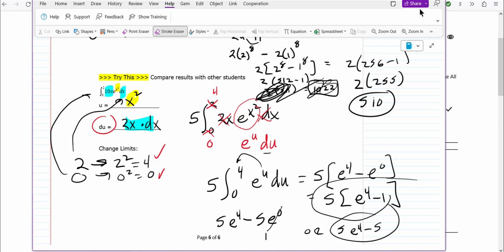So this is just one basic application of definite integrals. So I'm just going to run through a couple of things on here to finish this up now.